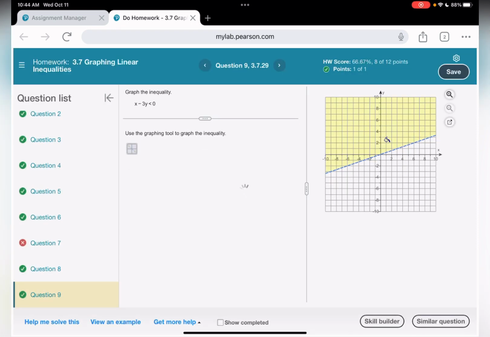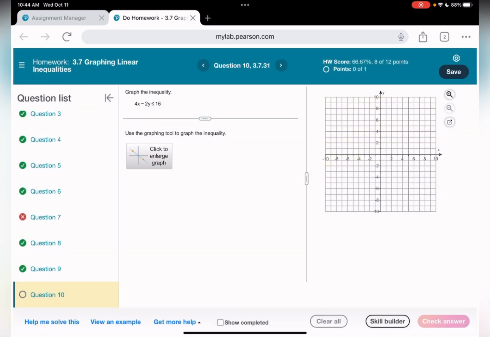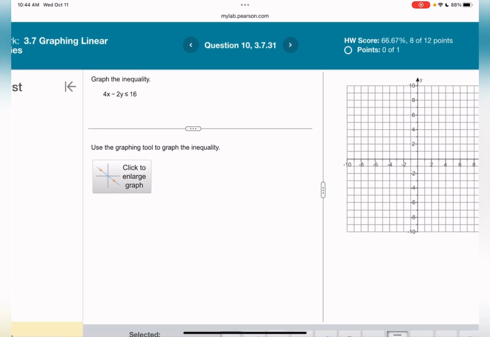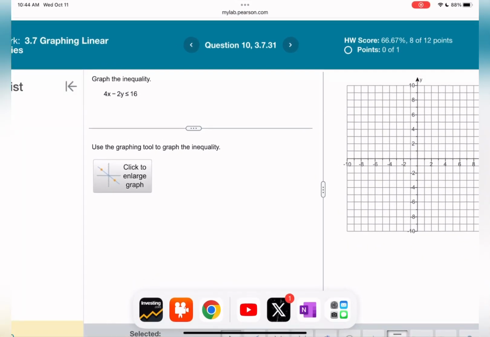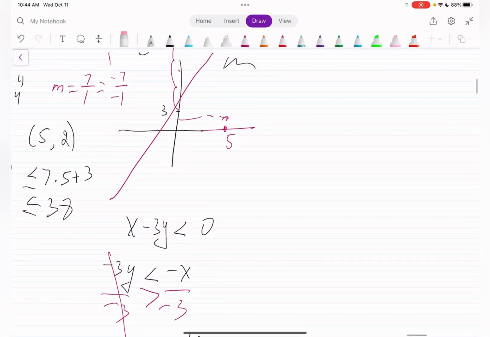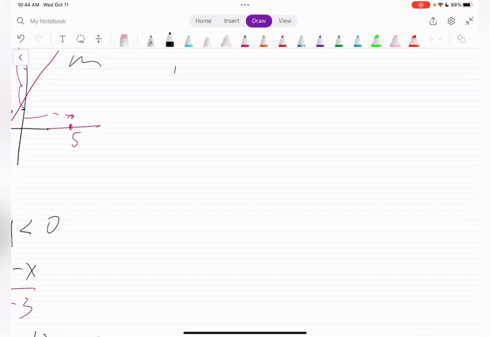Okay. Number 10. What do we have? 4x minus 2y less than or equal to 16. Okay. So I have 4, 2, and 16. 16 can be divided by 2, 16 can be divided by 4. So I'm going with the intercept method.